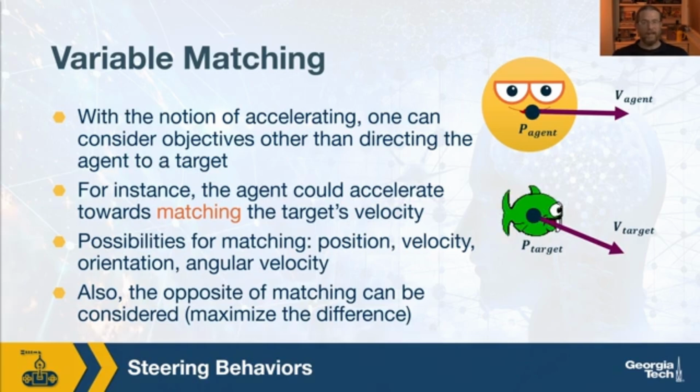We might be trying to match the agent's velocity with another velocity. So for instance, another agent could be moving at a certain direction and speed, and we could match that. The two agents could be at totally separate positions, but they would both be headed in the same direction and speed. That might be good for group behavior. If we had a group of agents, we might want some level of coordination. We could match orientation or angular velocity.